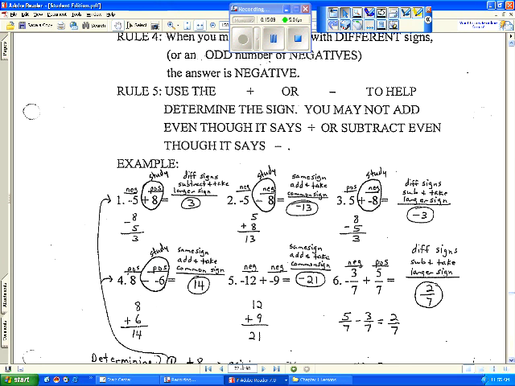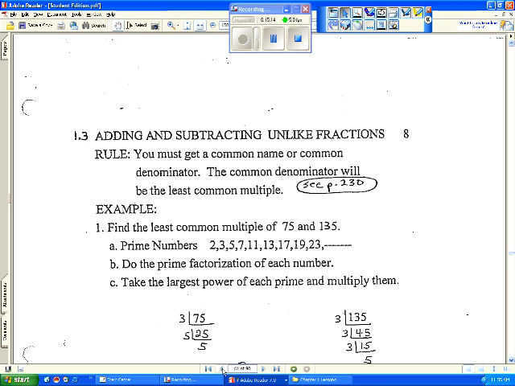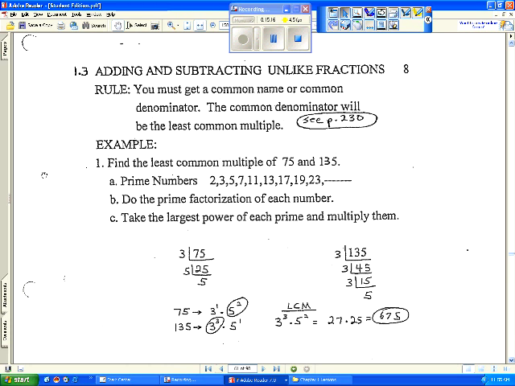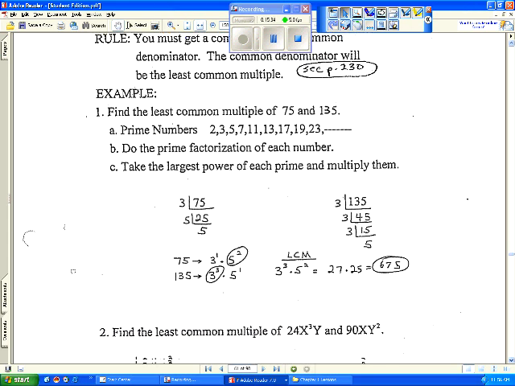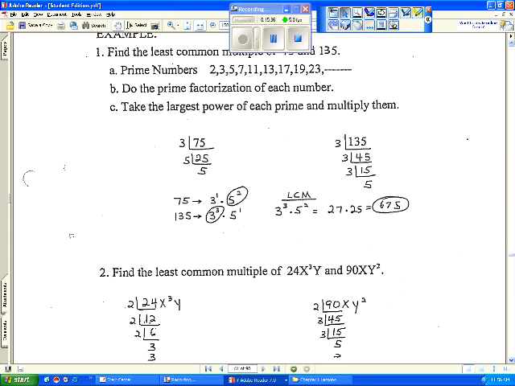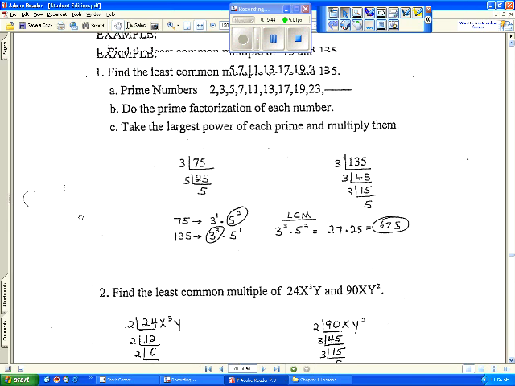You can see if we follow from the top, adding and subtracting fractions, unlike fractions. Rule A, you must get a common denominator. The common denominator will be the least common multiple. B, to find the least common multiple, you do the prime factorization. You take the largest power of each prime and multiply. C, and if you look at example 2, you can see that we did the prime factorization with the numbers, and then we attach the letters.